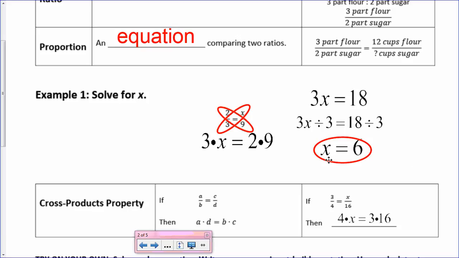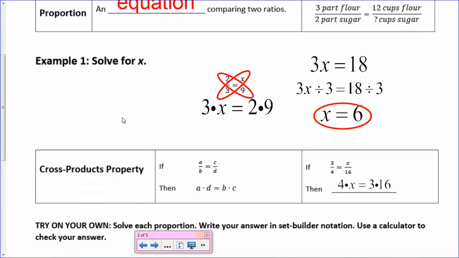We can always check this too: 2/3 is equal to 6 over 9. It's true, because when you simplify 6 over 9, you get 2/3. The reason we're doing all this is another property called the cross products property, which says if you have a over b equal to c over d, then a times d is equal to b times c, what we just did. Also, if you had 3/4 equal to x over 16, cross multiply: 3 times 16 is equal to 4 times x, and then you can solve for x.